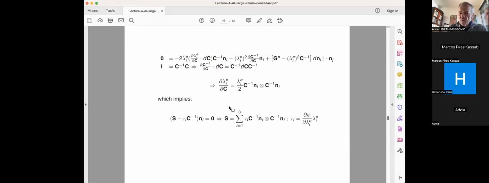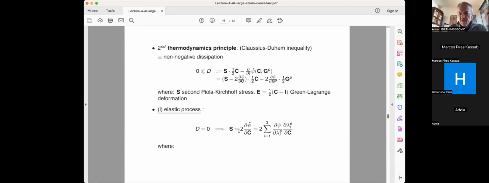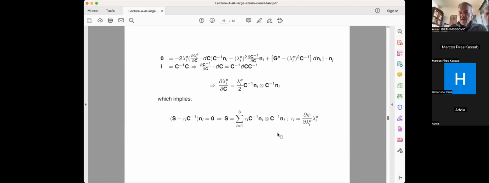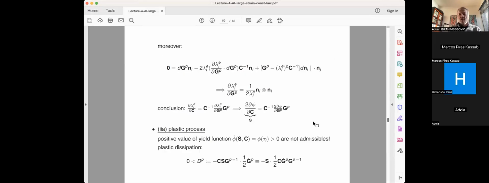And at the end, when I write it down this way and take into account how you actually write it here, you can conclude that the principal values of the second Piola-Kirchhoff stress could be directly computed for this potential as the partial derivative with respect to the elastic stretch multiplied by the elastic stretch itself. And that would be the way you can compute your stress.